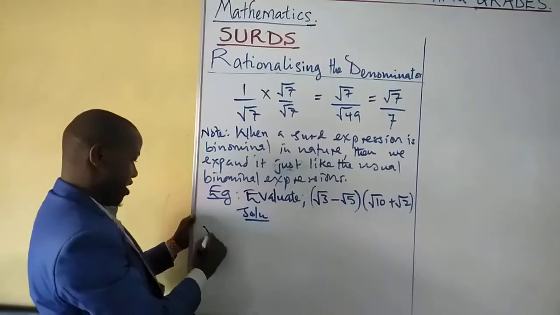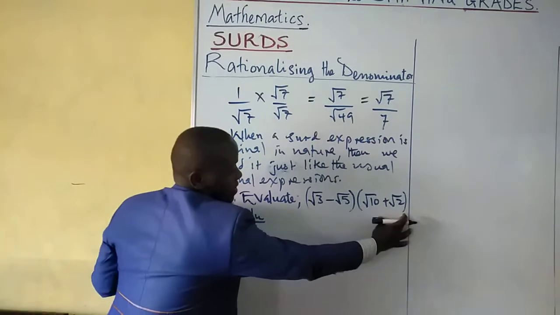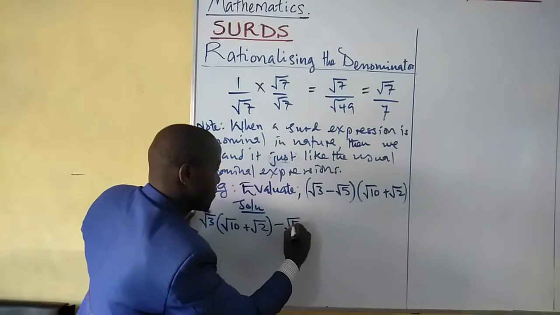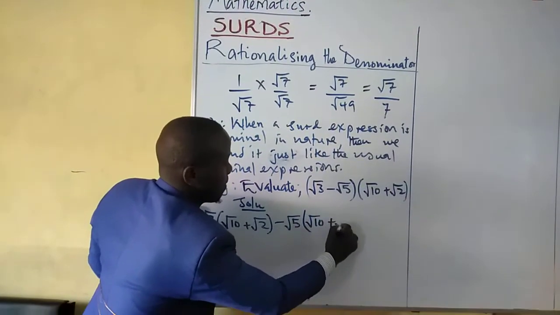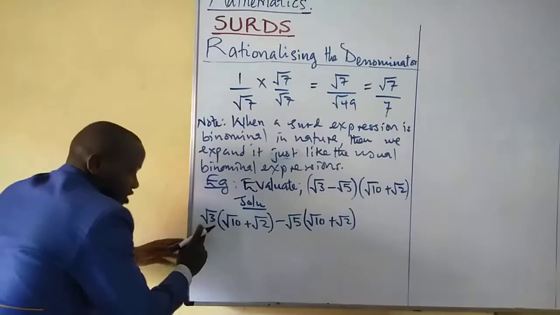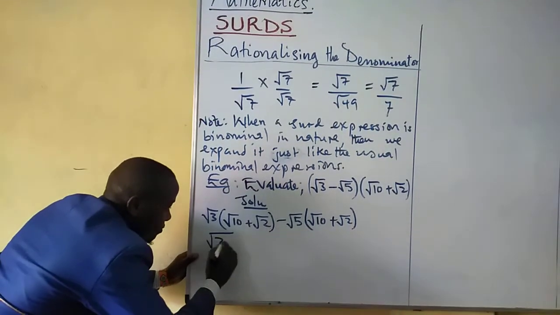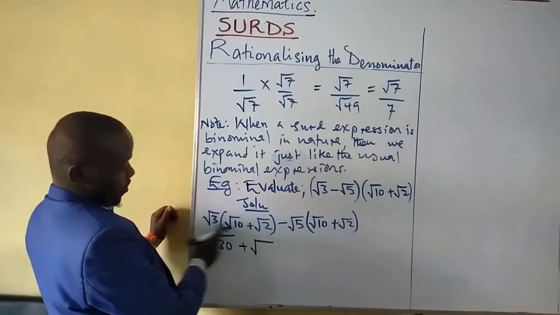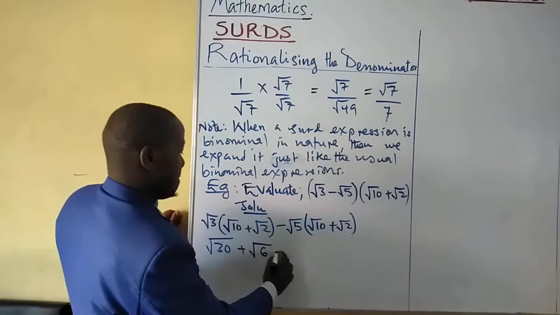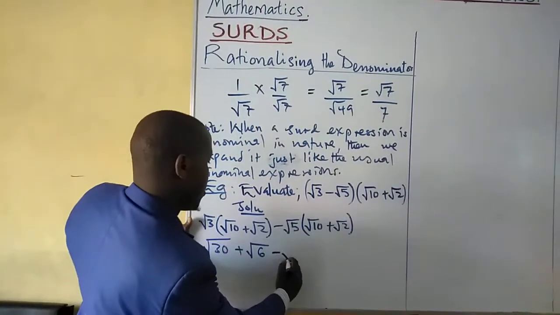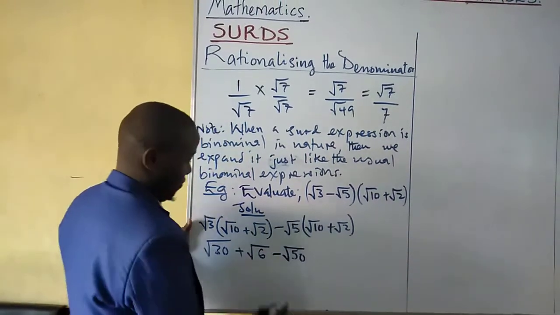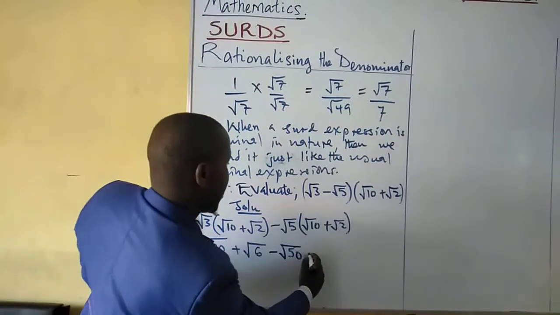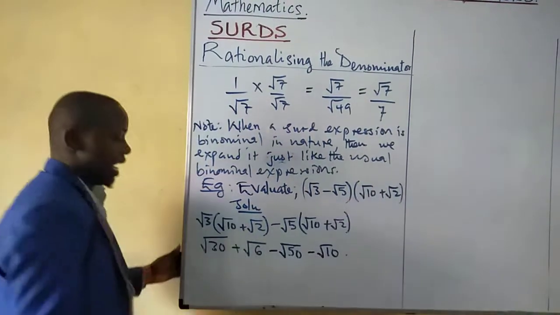You just begin with root 3, then you multiply root 3 with everything in this term, root 10 plus root 2, then minus root 5, again with everything, root 10 plus root 2. Therefore, this becomes root 30 plus root 3 by root 2, root 6, minus root 50, then negative root 5 by root 2 becomes negative root 10.